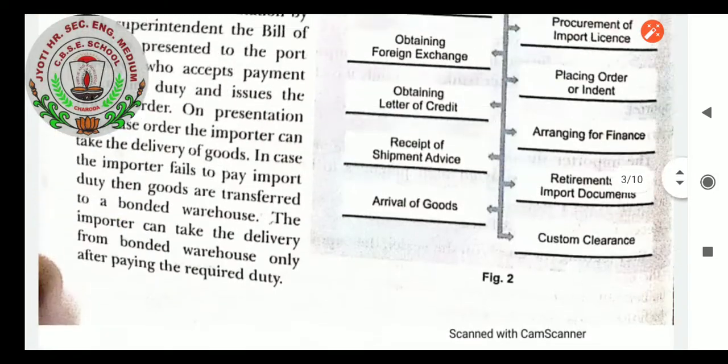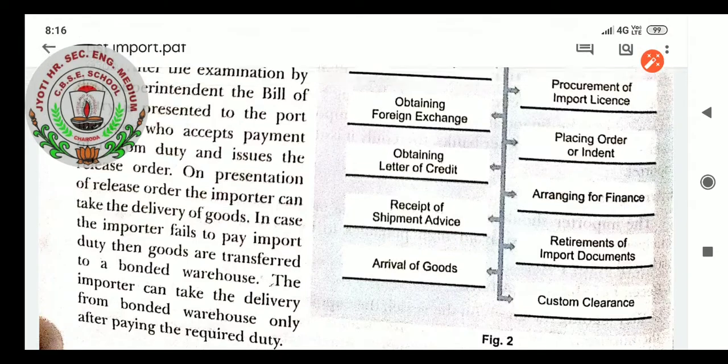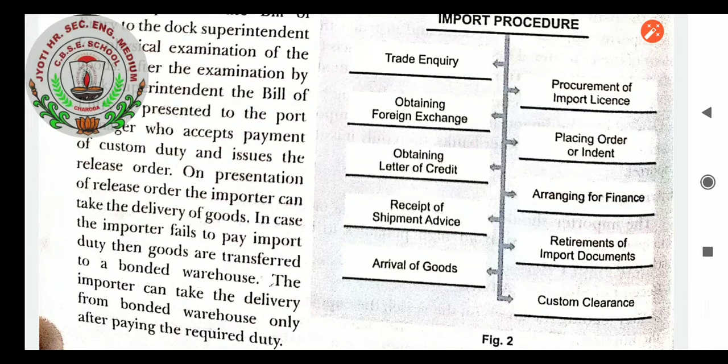In the next class we are going to learn more. Before that, let us have a recall of all the points we have learned in the import procedure. Very first, trade inquiry. Second, procurement of import license. Third step, obtaining foreign exchange, so that when the goods are delivered, there will be ready cash to make payment in foreign currency. Placing order or indent, obtaining letter of credit, arranging for finance, receipt of shipment advice, retirement of import documents, arrival of the goods, and customs clearance. So these are the various steps of the import procedure, which is very important.